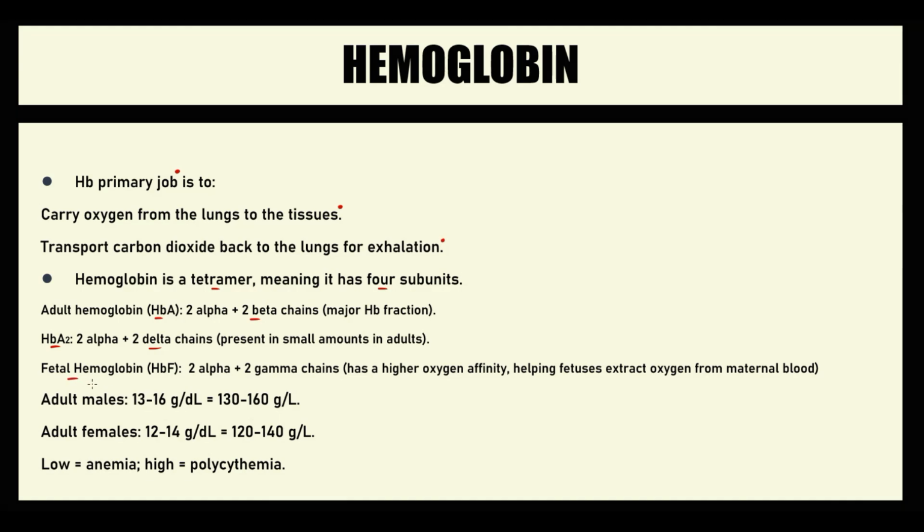Also, we have fetal hemoglobin, which is composed of 2 alpha and 2 gamma chains. These gamma chains give fetal hemoglobin a high oxygen affinity, which helps the fetus to bind oxygen from maternal blood. The normal level of hemoglobin for males is 130 to 160, for females 120 to 140. Any decrease in hemoglobin level we call anemia, and hemoglobin level above normal we call polycythemia.